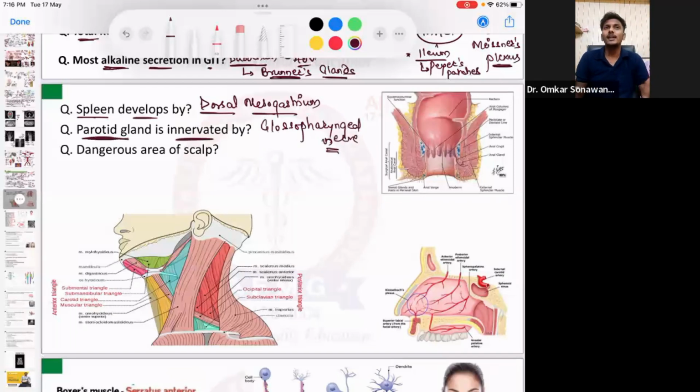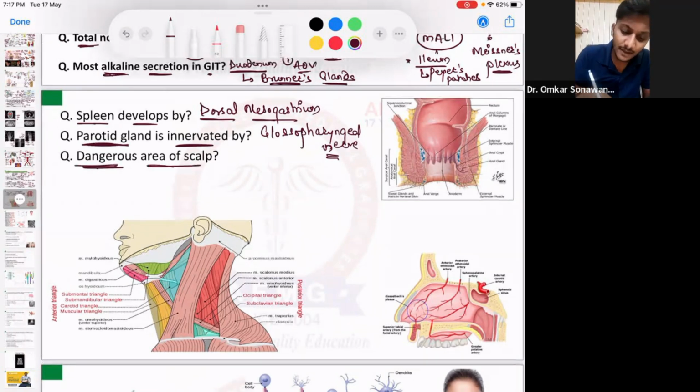Submandibular and sublingual glands are innervated by the facial nerve, but the parotid by the glossopharyngeal nerve. So, "I love you as a friend" goes with which nerve? With the facial nerve. The facial nerve passes via the parotid gland, but it does not innervate the parotid gland. Which area is called the dangerous area of the scalp?